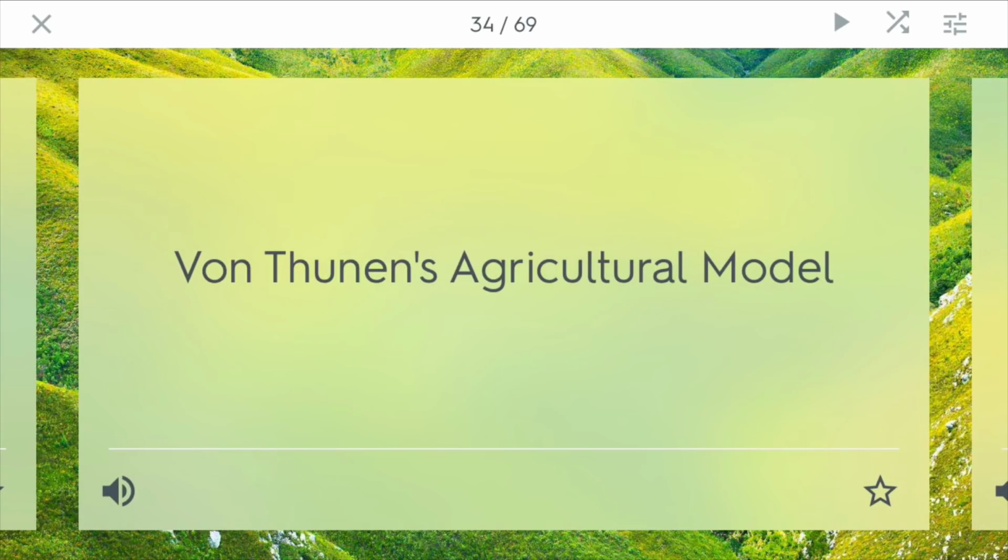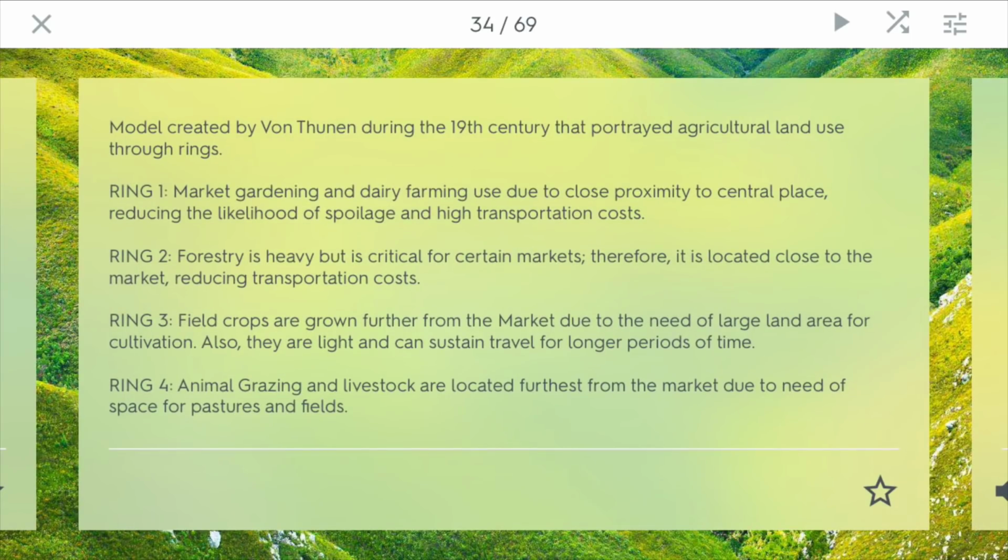Von Thunen's agricultural model. This is a model created by von Thunen during the 19th century, and it portrayed agricultural land use through rings in different cities and different places around the world. Ring 1 generally represented market gardening and dairy farming. This was closest to the central place of like a city because it reduced the likelihood of spoilage and high transportation costs. Of course, they didn't have refrigeration back then, so all the dairy had to be located fairly close to the central market.